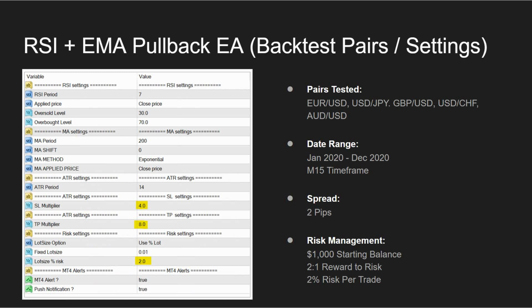So just to give you a view on what I tested and what the final settings were. The pairs that I've tested are the main pairs: EUR/USD, USD/JPY, GBP/USD, USD/CHF, and the Aussie dollar as well.